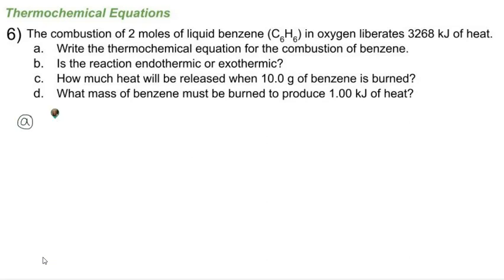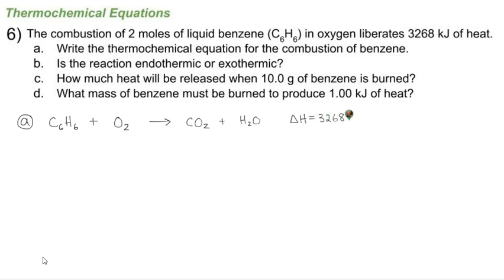So C6H6 plus oxygen gas gives us carbon dioxide and water. And then it gives us our delta H value. It says that every time we burn 2 moles of liquid benzene, it gives us this many kilojoules of heat. And I assume that when we balance the reaction, there will be a 2 in front of the benzene. So we will have to balance and make sure of that.